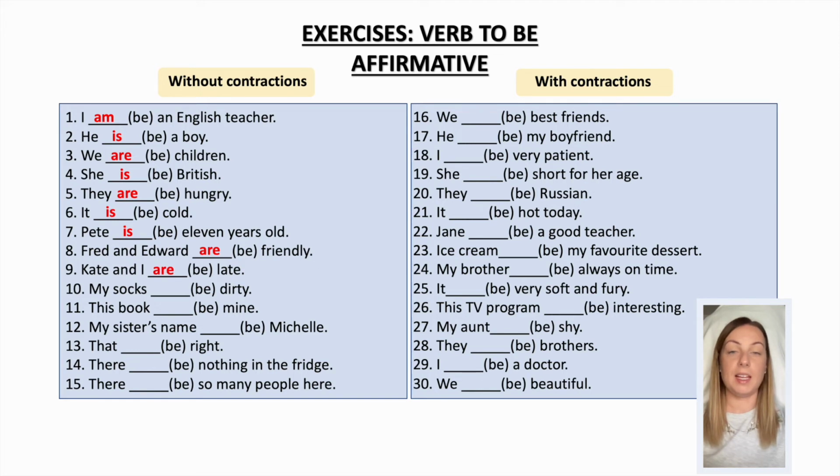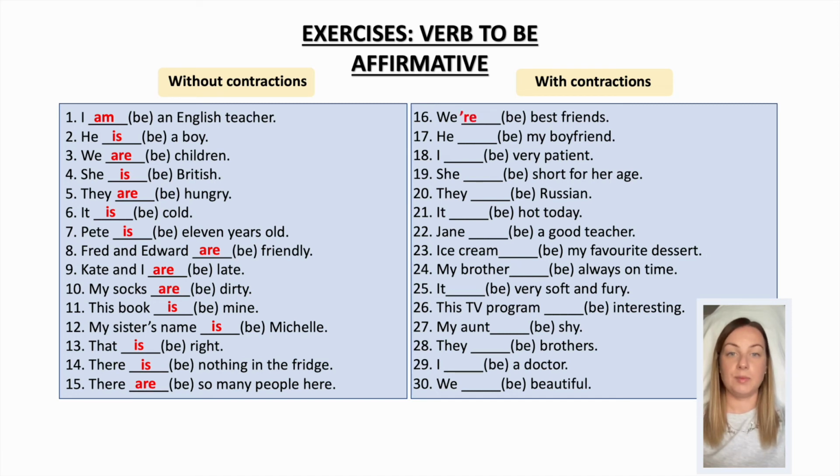Number 9, Kate and I are late. Number 10, my socks are dirty. Number 11, this book is mine. Number 12, my sister's name is Michelle. Number 13, that is right. Number 14, there is nothing in the fridge. Number 15, there are so many people here.